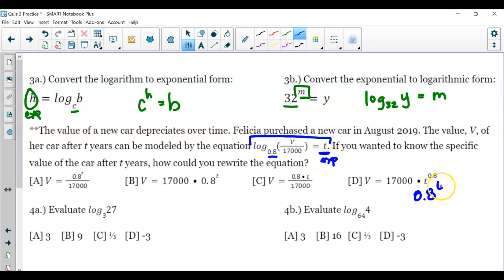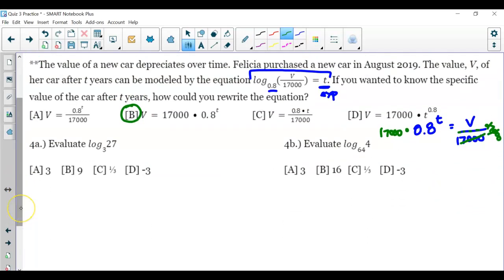So we have 0.8 to the t is equal to what? Well, v divided by 17,000. Now notice though, in the end, we are solving for v, but right now v is being divided by 17,000. So then what do you have to do? Multiply, right? Because the opposite of division is multiplication. So we're going to multiply by 17,000. So if you notice, this equation here is equivalent to b if you were to solve for v.